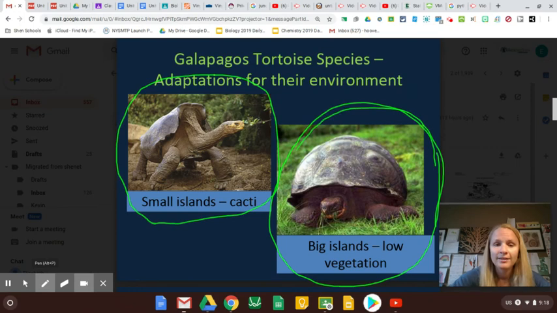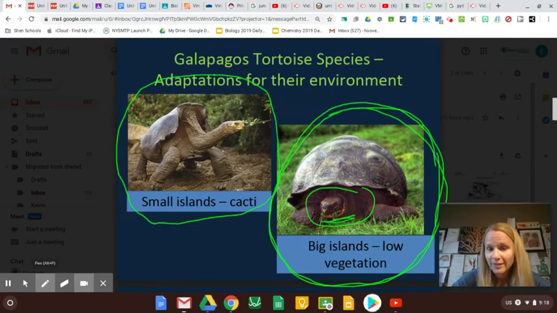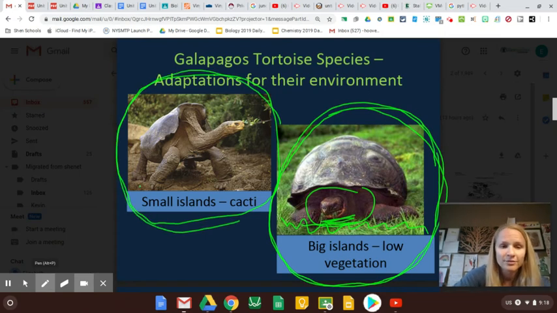So the island that had low vegetation, like grass, that the tortoises could eat, they have kind of these normal necks that put them right close to the ground so they can eat all this grass. Why? Now, this island, look at the ground here. There's no grass for them to eat. So look at what kind of neck these turtles have.